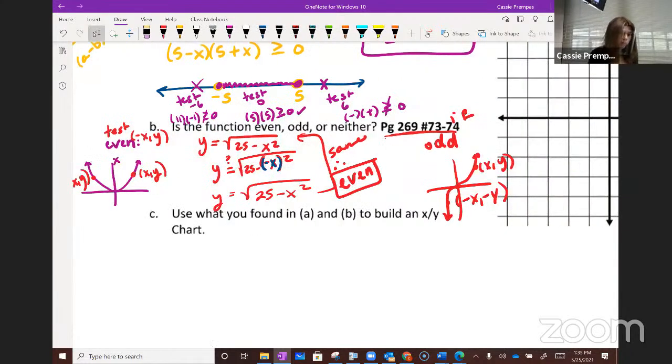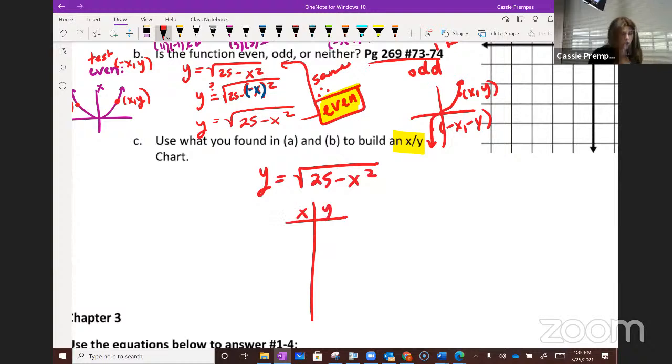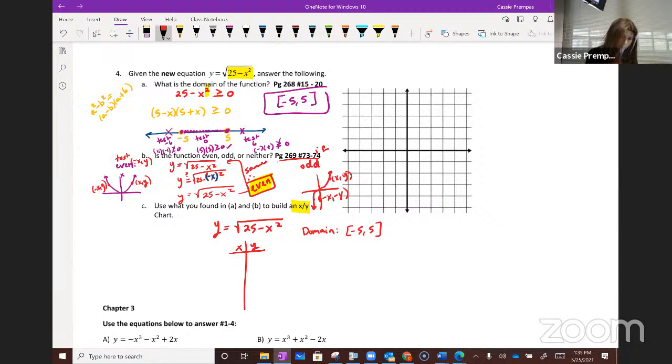All right, now that we know that this function is indeed even, we can build an xy chart to help us determine what this shape will look like. So here's my equation. Y is equal to the square root of 25 minus x squared. I know that my domain, the values that I can use for x, go from -5 to 5. In fact, if I just plug in numbers from 0 to 5, any points that I get to the right of the axis, I can reflect to the left because I know this is an even function.